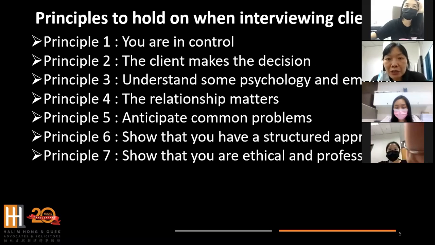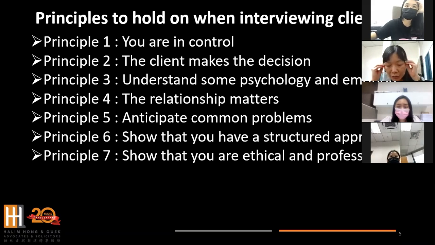So principle number 3, understand some psychology. There will be some emotions, especially when dealing with family matters, employment matters, relationship matters. So you go there, you're not just there to pick out what the law says about this. Eventually you still have to relate back what the client's problem is, the law, and how it applies to the client's situation. You're not just saying this section says this, so what? You have to connect that to the facts of the client's case.